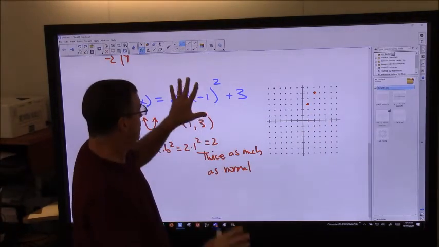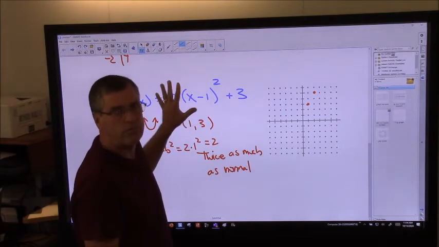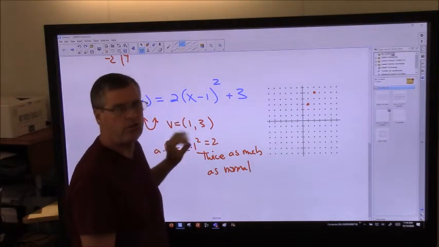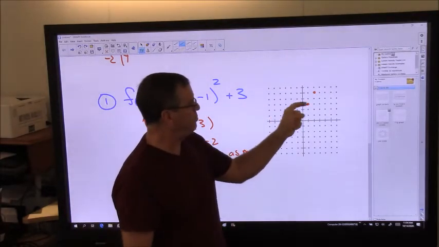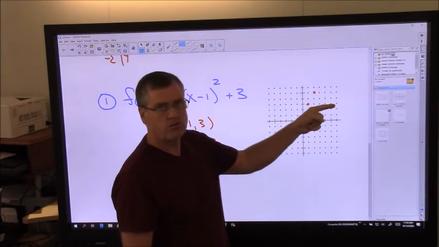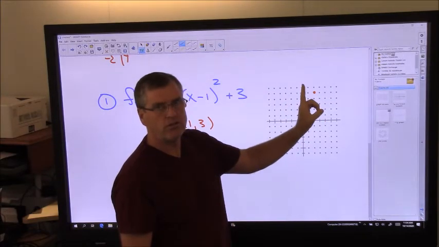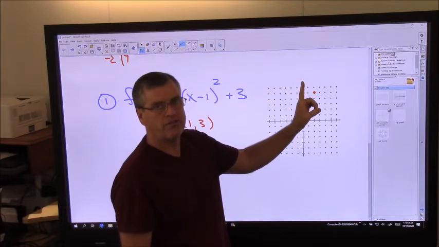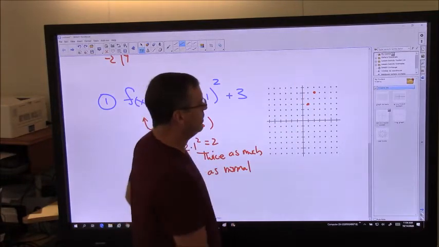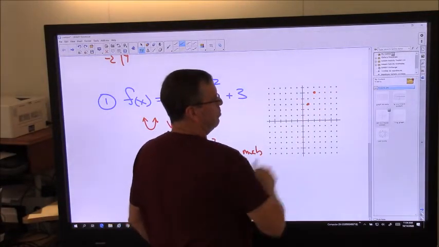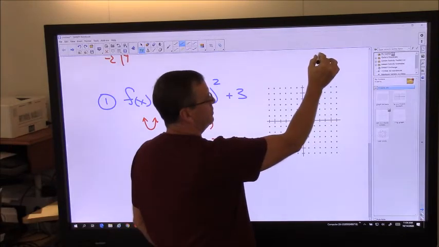If I go over 2 units, 2 squared is 4. See, I'm no longer looking at this equation. I'm just thinking, what does a parabola normally do? If I go 2 units over, 2 squared is 4, so I'm going to go up 4 units, but I have to go twice as far. I've got to go up 8 units. Well, that's going to take me all the way off the graph. It's going to be way up here somewhere.